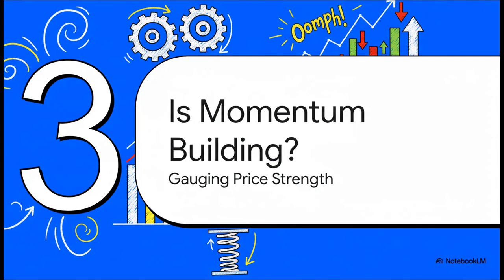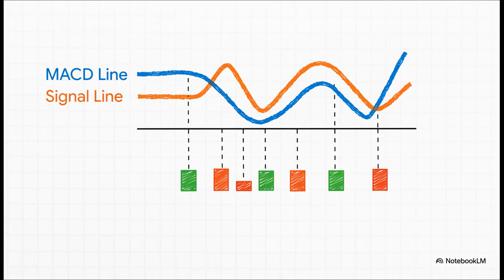So we've spotted a potential change in trend, but does it have any power behind it, any real oomph? That's where momentum comes in. So let's dive into section 3, is momentum building. One of the most popular tools for measuring this is the MACD. Now, it sounds complicated, I know, but it's really just 3 parts. You have the MACD line and the signal line, but the part that gives us the clearest picture is the histogram, which simply shows the difference, or the space, between those 2 lines.